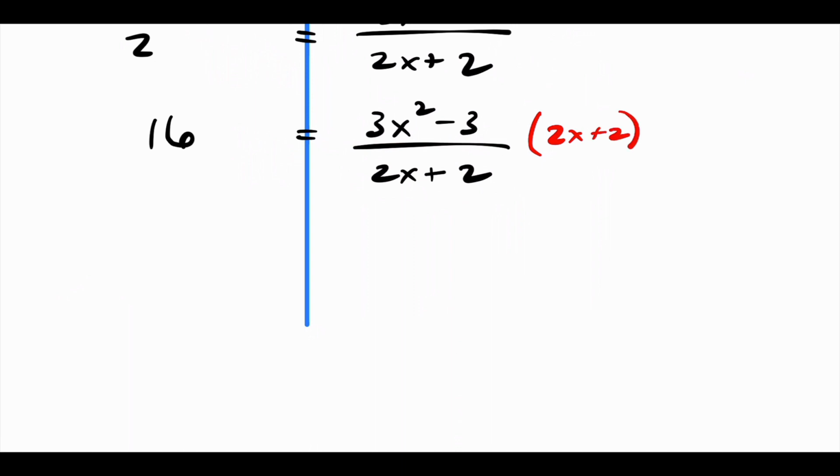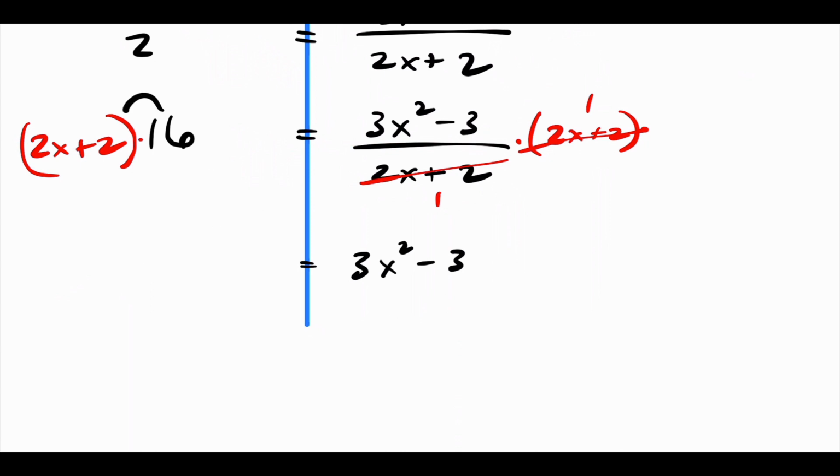2x plus 2. Multiply both sides by that. It gets rid of the bottom. You're right, it becomes a 1, because anything divided by itself becomes a 1. So now we have no more fraction. I have 3x squared minus 3.